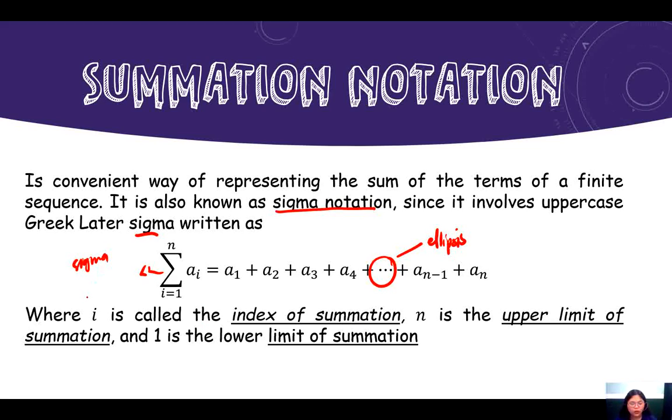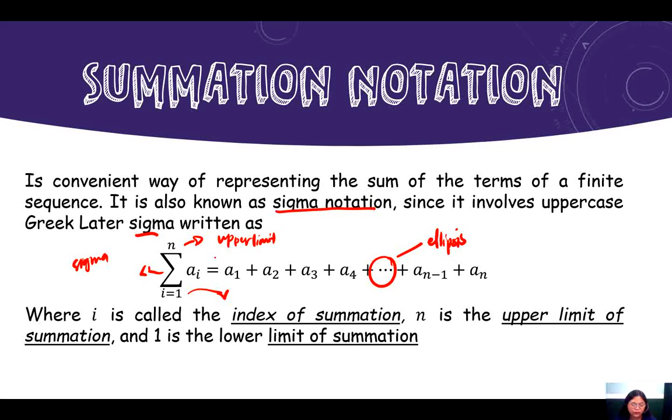Or summation notation, where i is called the index of summation. So this is the i, the index of summation. n is the upper limit of summation, and 1 is the lower limit of summation. In other words, i is the starting point, and n is our end point.